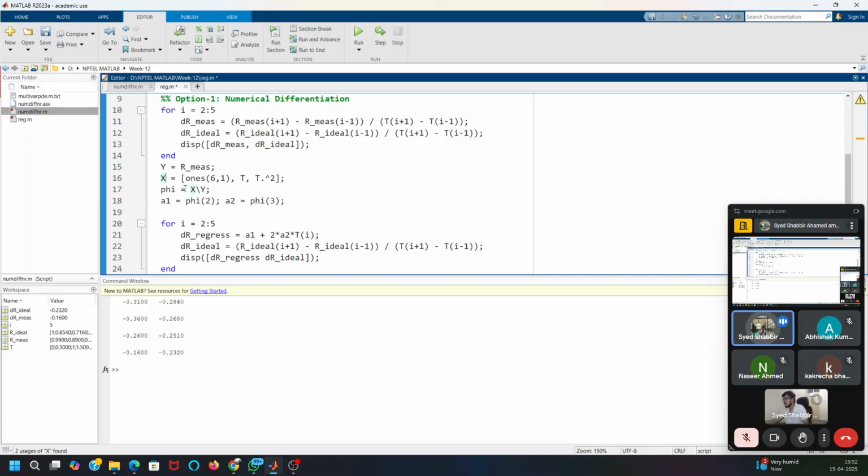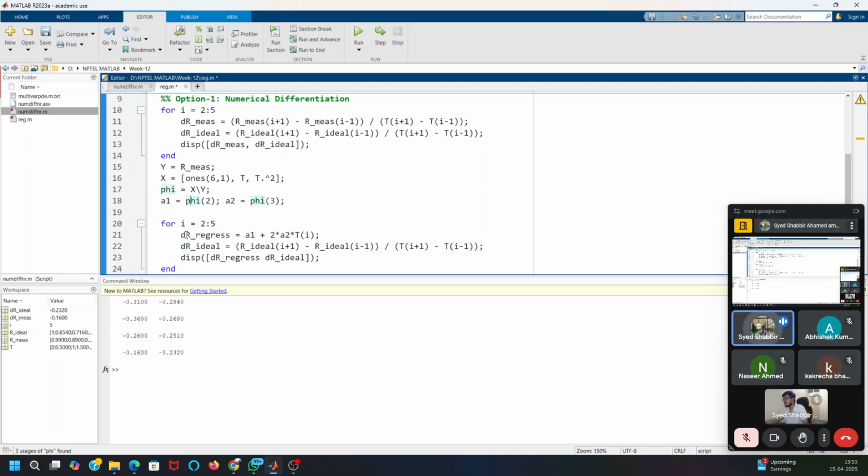We know that x into phi is the y values. So we don't know what phi is. Phi is nothing but our coefficients of the polynomial, which is a1, a2, or here you can call it a naught, a1, and a2. So that's what phi is. We try to calculate these values. We are trying to fit a second order polynomial, so we have to find its coefficients.